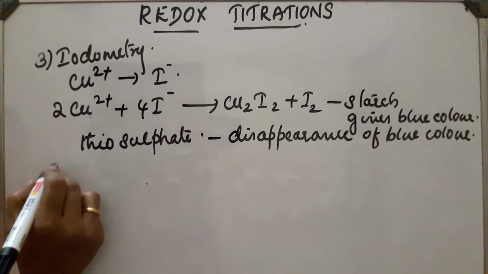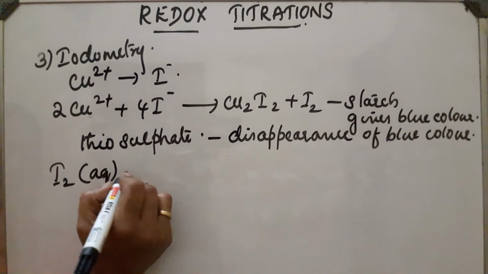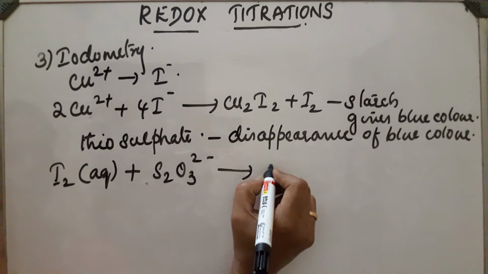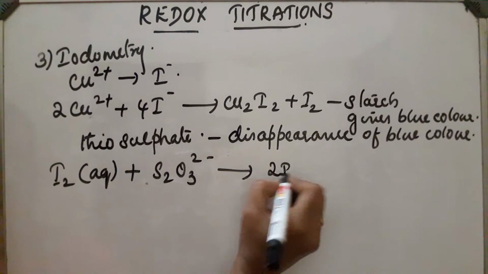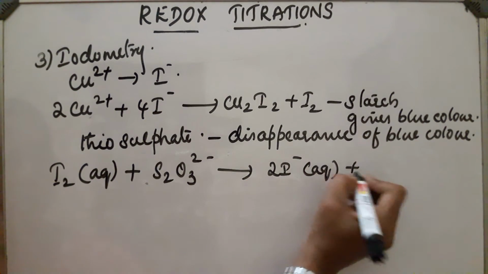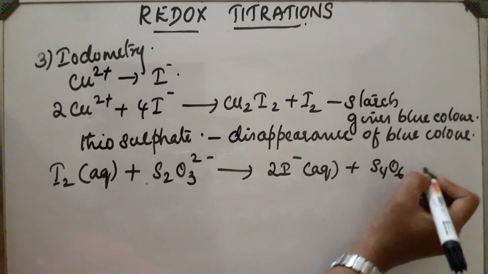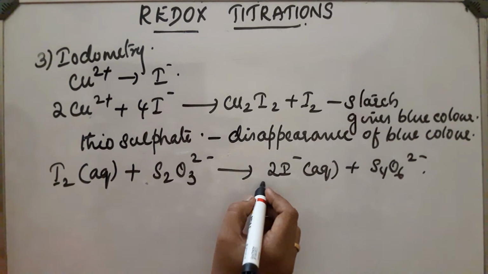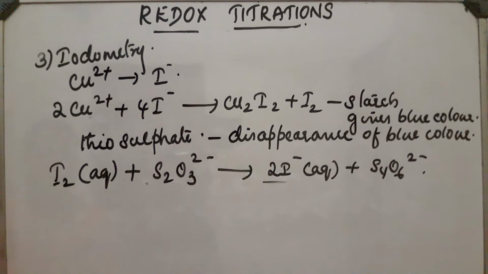The reaction will be I2 with S2O3 2- gives 2I- plus S4O6 2-. This reaction takes place, so there will be no iodine left, and the blue color disappears. Similarly, here also we can find the normality using the same equation, V1N1 is equal to V2N2.